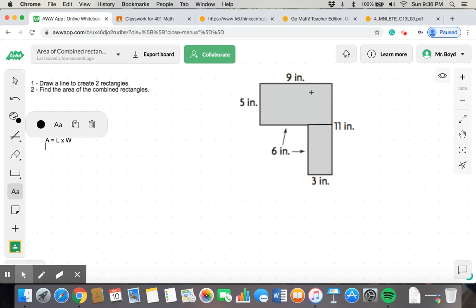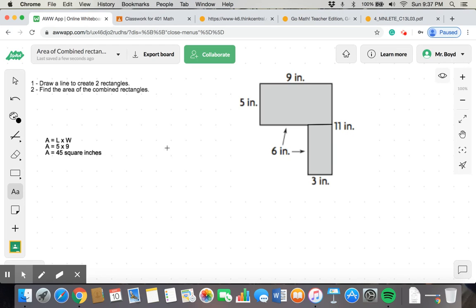So I will fill it into the formula. Area equals my length, which is 5, times my width, which is 9. And my area will equal 45 square inches. Remember, when finding area, we are also multiplying our units, and your units will be squared.